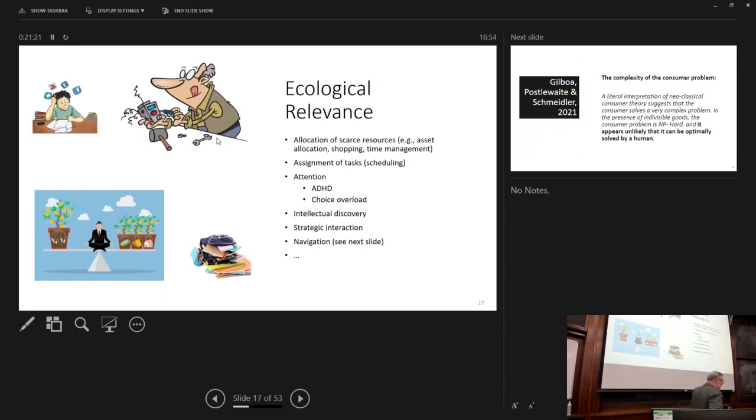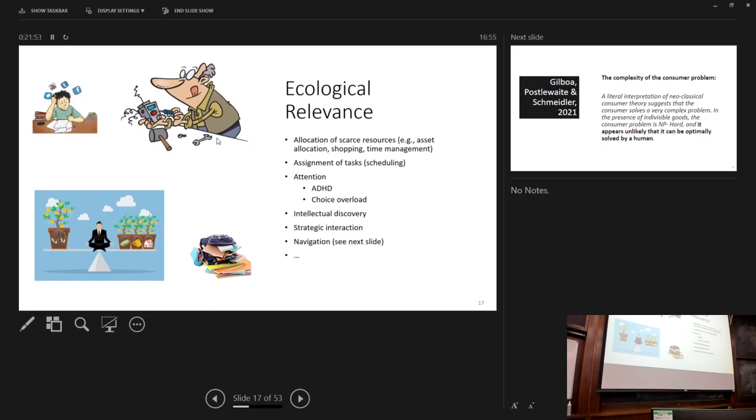Ecological relevance. This type of task is actually everywhere around us. Allocation of scarce resources, asset allocation, shopping, time management, assignment of tasks, scheduling, attention allocation, attention deficit hyperactivity disorder, choice overload, intellectual discovery. Putting together something like a battery is a combinatorial task. The people who work on batteries are not just randomly trying all kinds of things. They actually think about this, right?